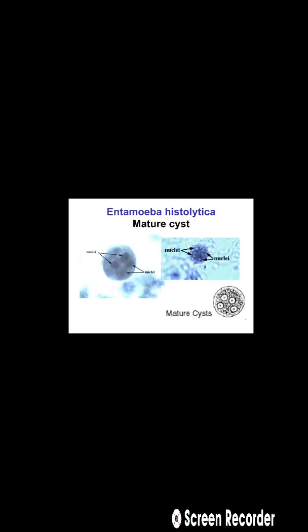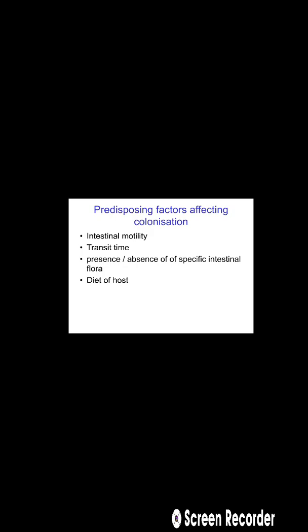This is the picture of the quadrinucleate cyst. See, there are 4 nuclei, and it is seen under the iodine mount, or you can also get it in the normal saline mount, but you will get a better picture in the iodine mount staining. And predisposing factors: intestinal motility, transit time, presence or absence of specific intestinal flora, diet of the host. All factors affect the colonization of this Entamoeba histolytica cyst.